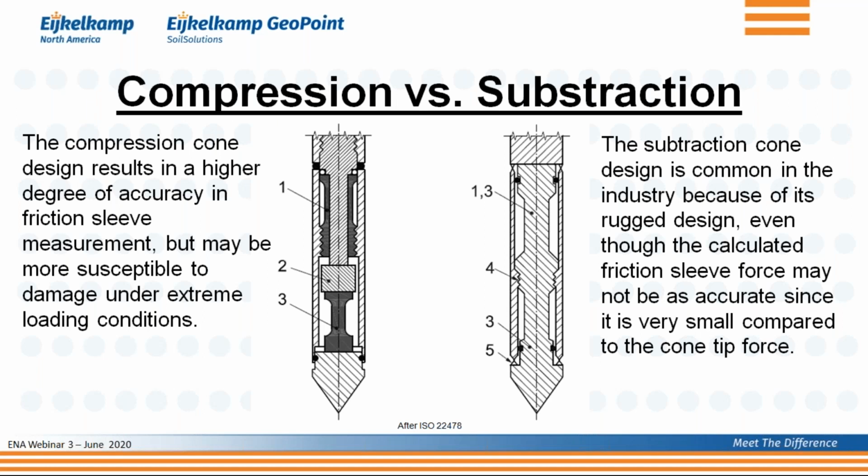And again, you start to see that sometimes one cone may be more suitable for a certain job than another. If you are in an area where you have very low sleeve frictions, you may want to go to a compression cone. If you are in an area where you are more afraid that you're going to damage the cone, a subtraction cone may be more appropriate.